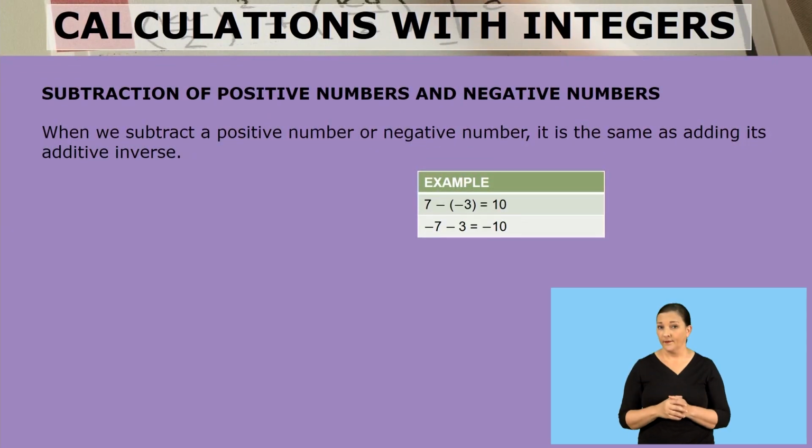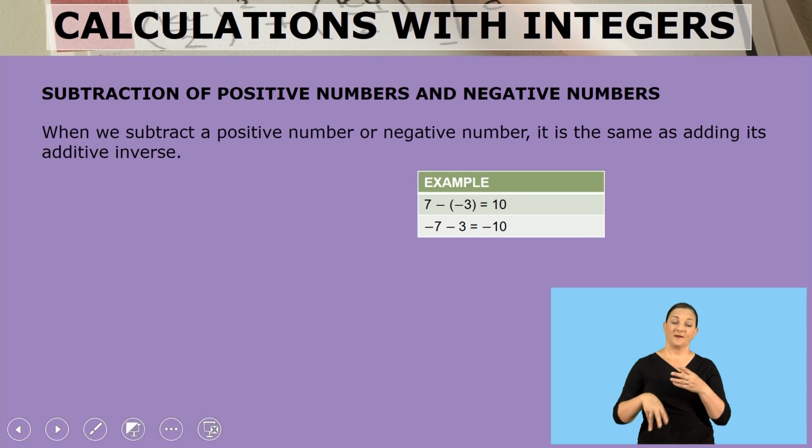The same is when we have a negative 7 minus a 3. So we are subtracting a 3. And the additive inverse of 3 is a negative 3. So it will be the same as adding that negative 3. So negative 7 plus negative 3, that will give us a negative 10.